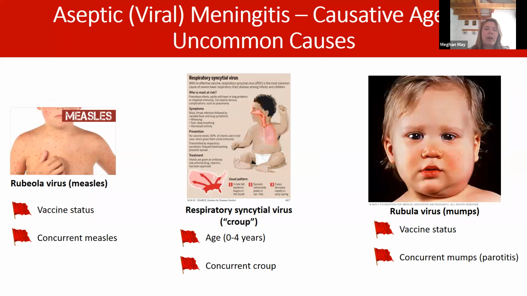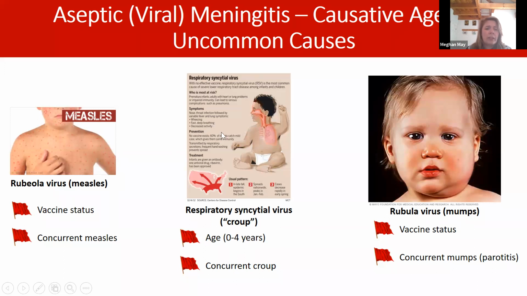So we do have a few uncommon causes of aseptic meningitis as well, and those would be measles virus, so rubeola virus, respiratory syncytial virus. We haven't met this yet. You'll meet it in block 3, but this causes the disease kind of colloquially known as croup. And rubella virus, which causes mumps, which we also haven't officially met yet, other than the vaccine lecture. You will meet mumps in block 3 as well.